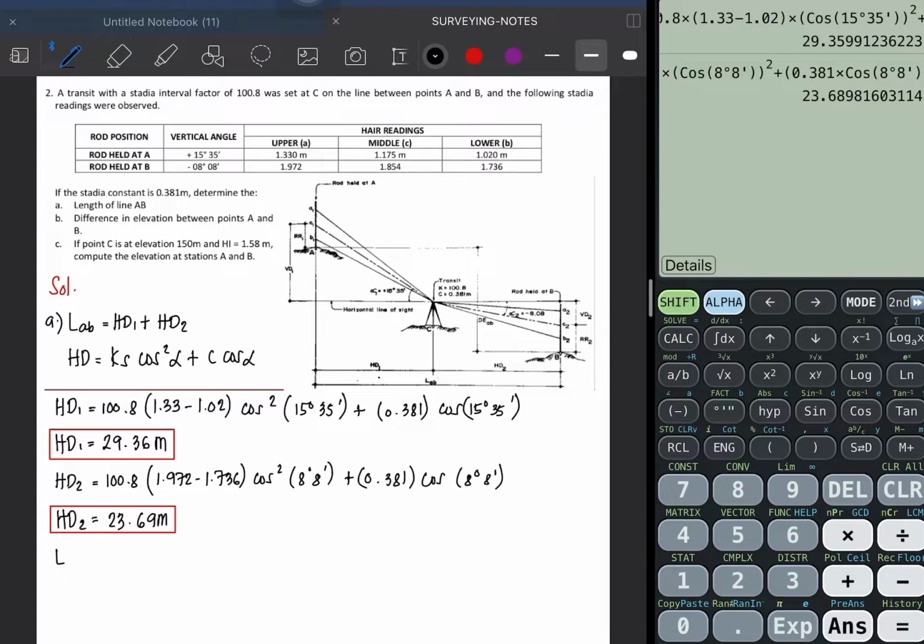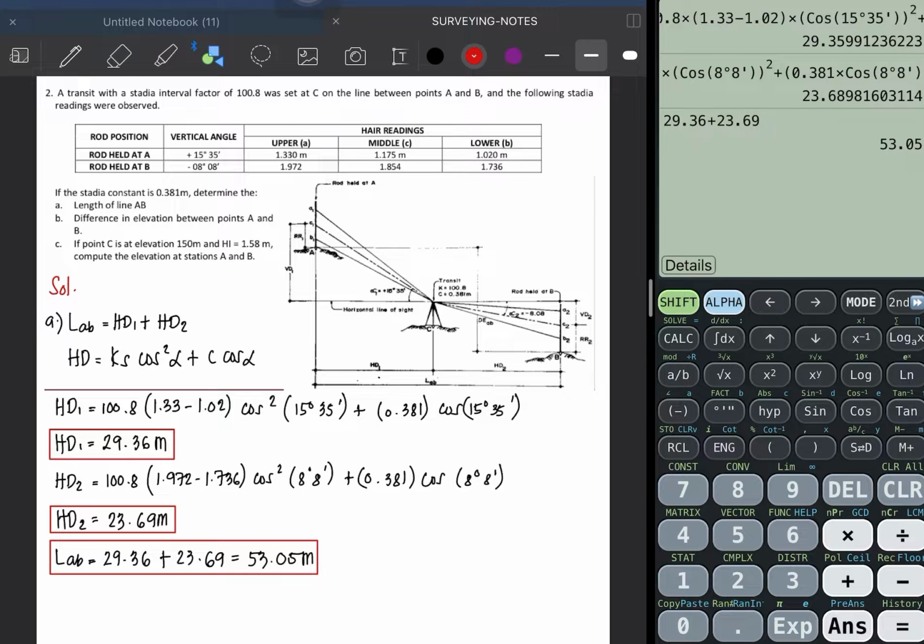Okay, so to solve for the length of line AB, so LAB, that is HD1 plus HD2, which is 29.36 plus 23.69. 29.36 plus 23.69 is 53.05 meters. Okay, so this is the answer.